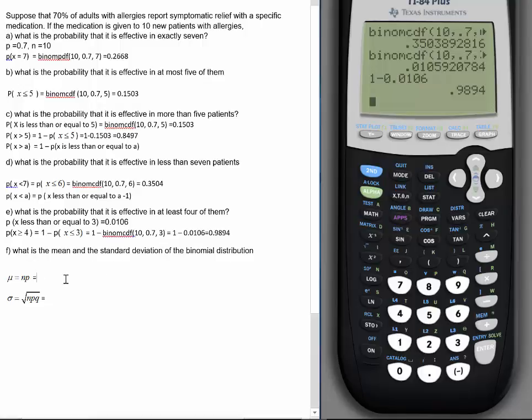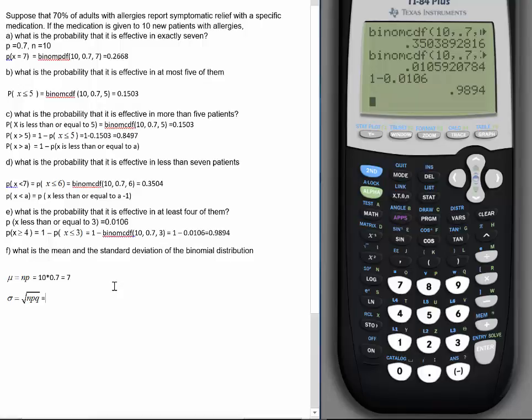Last question, what is the mean and the standard deviation of a binomial distribution? There is a formula for the mean, it's n times p. N is 10 times p, which is 0.7, and the answer will be just 7. What is the standard deviation? There is a formula, it's the square root of npq, which I will provide on the test. You don't have to memorize this one.